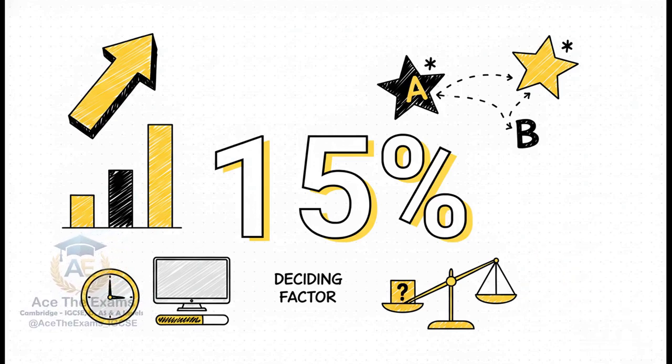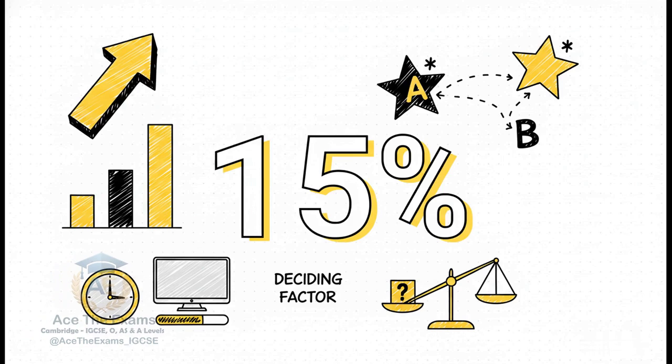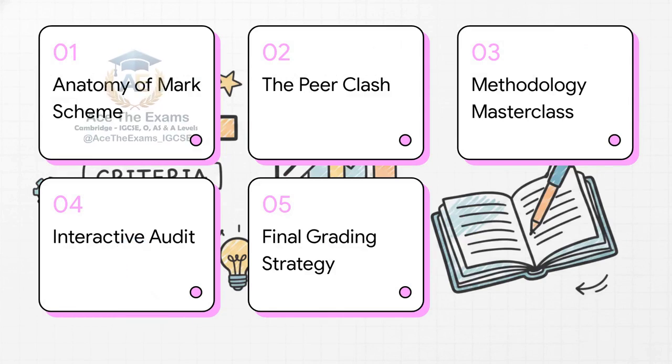Honestly, from what I see on the marking desk every single day, this 15% is very often the deciding factor between securing an A-star and dropping down to a B. Seeing how a student handles this specific section really dictates their entire academic trajectory for this qualification. It's make or break. So here is our roadmap for today's explainer.